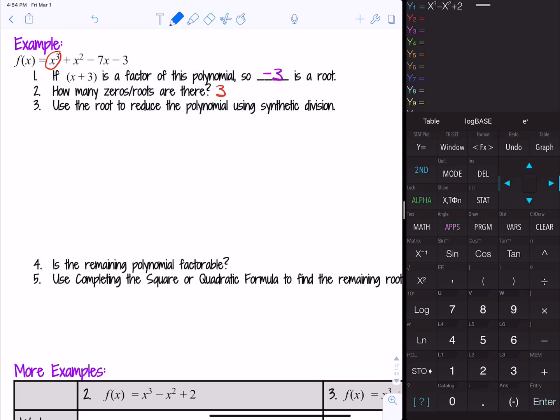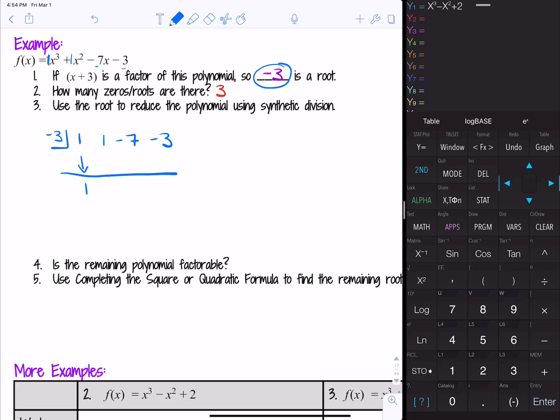So using our root, which was negative 3, we're going to put that in the little box to set up for synthetic division. And then we're going to write down our coefficients. So we have 1, 1, negative 7, and negative 3 are the coefficients of the polynomial we're trying to make smaller. Bring down the first number, so we bring down the 1, and then we start the pattern of synthetic division.